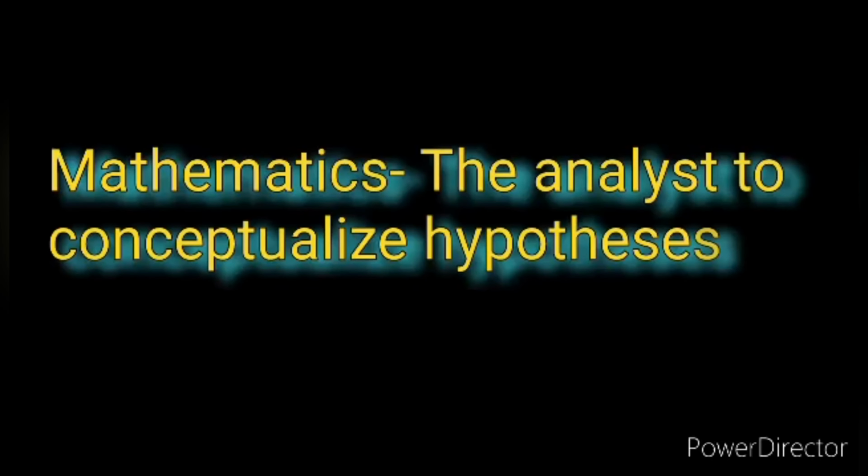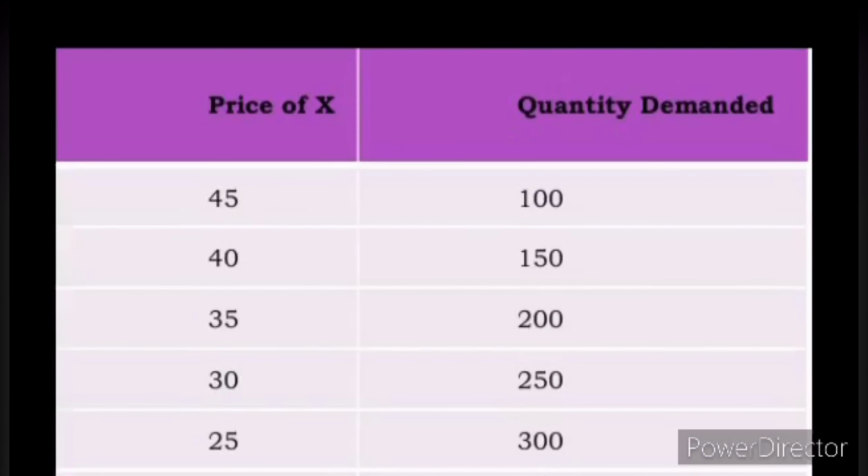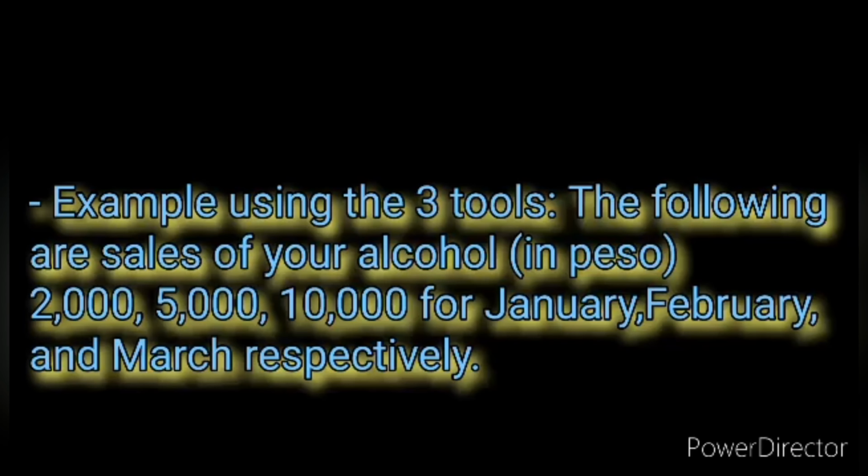Mathematics. The third tool is able to analyze and conceptualize hypotheses for empirical validation. This is the table of price of X and quantity demanded. If you can see the table, if there is an increased price, there will be a decreased demand. If there is a decreased price, there will be an increased demand. And that is how I understand the table.